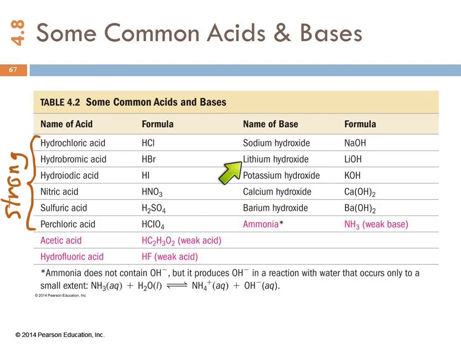Here's some common bases. You've got sodium hydroxide. They're all metal hydroxides, calcium hydroxide, barium hydroxide. And ammonia is also a common base, even though it doesn't have hydroxide in it. Because what ammonia does is shown down here. Ammonia will take the hydrogen ion from a water molecule and become an ammonium ion and leave hydroxide. So it produces hydroxide.